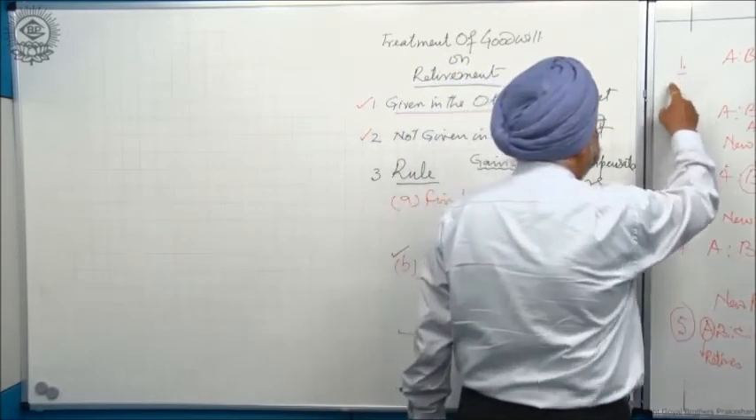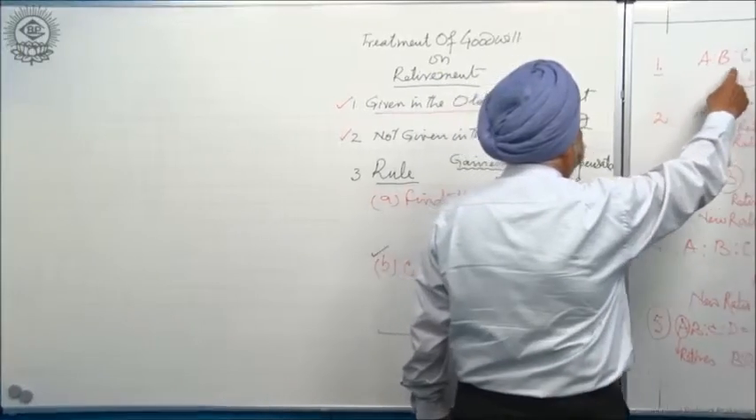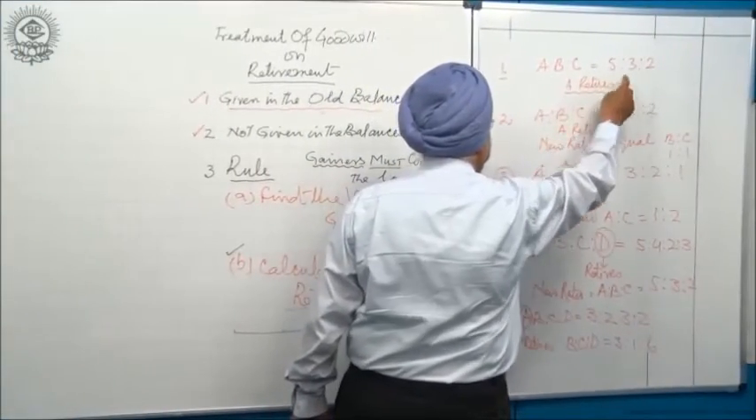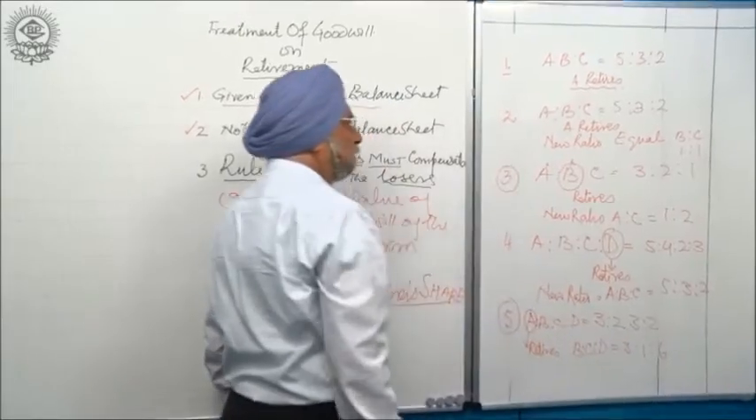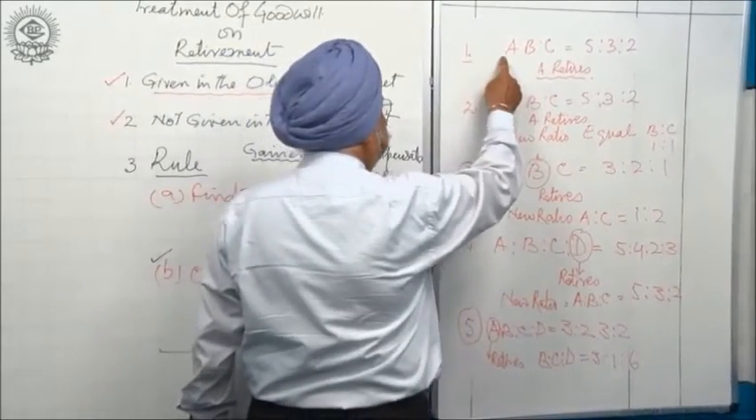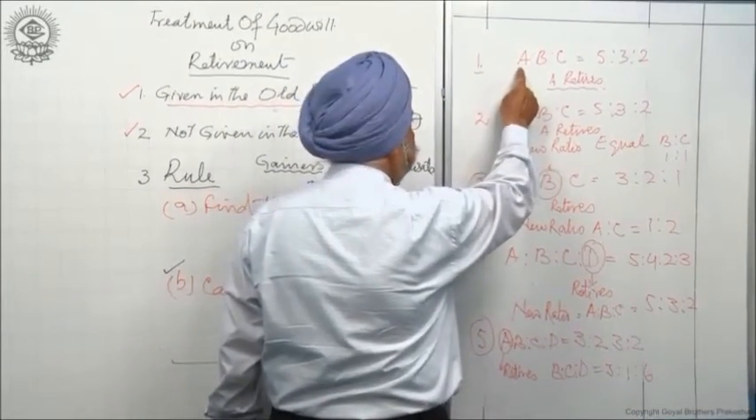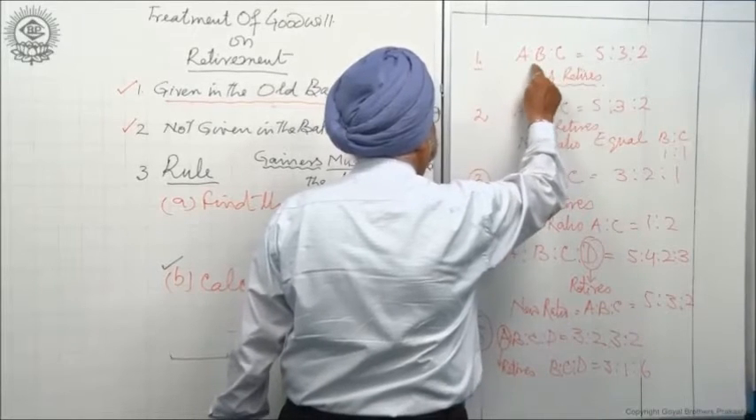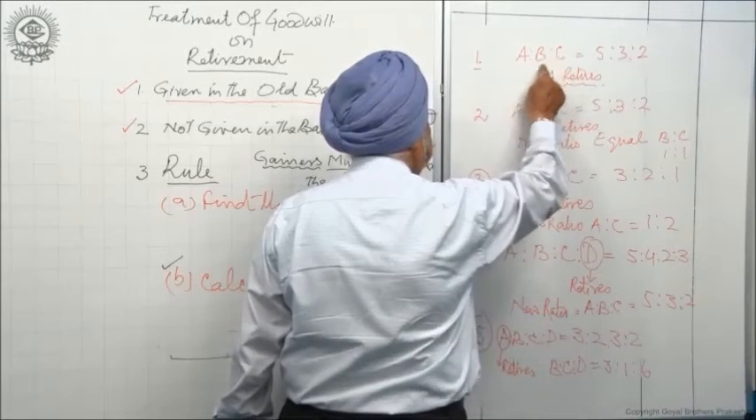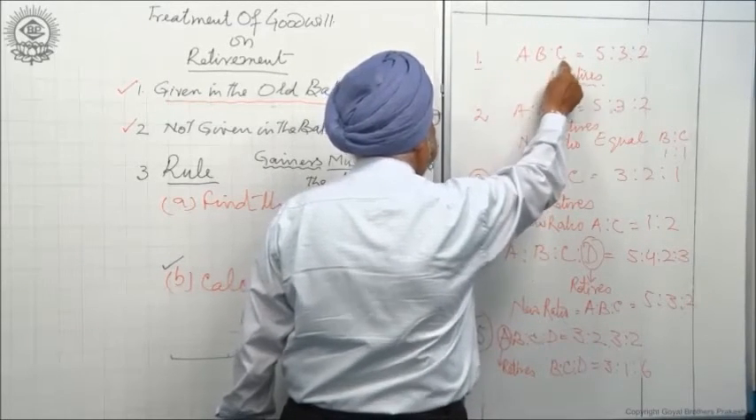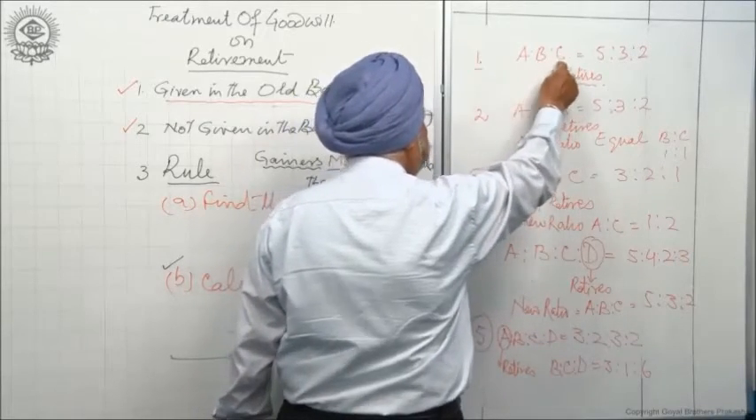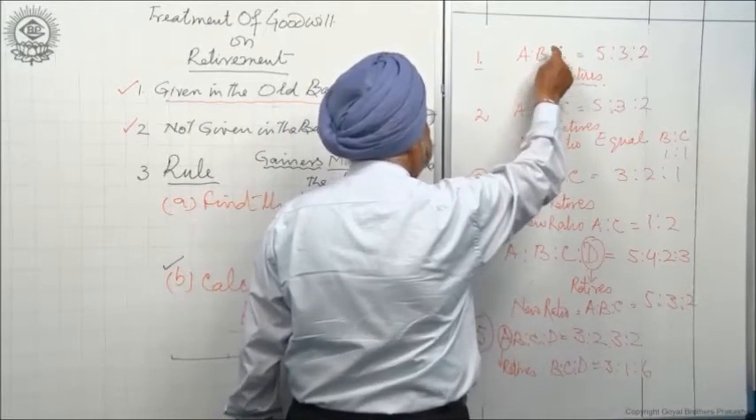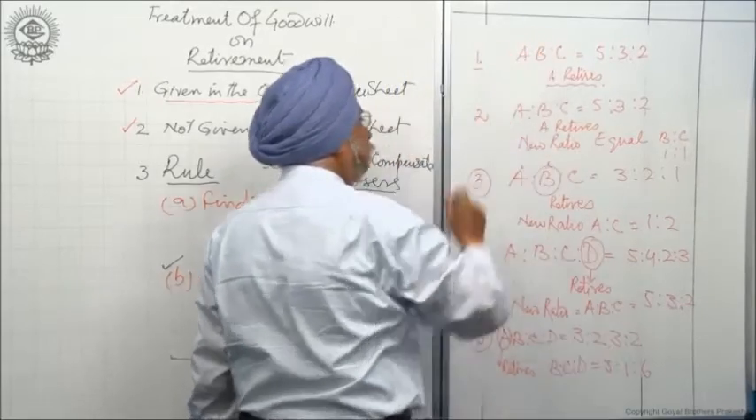These 5 cases are: A, B, C are 3 partners with this ratio. A retires. He is losing his share of 5/10, and B and C are continuing. This share goes to B and C. They are the gainers. Therefore, these gainers will compensate A.